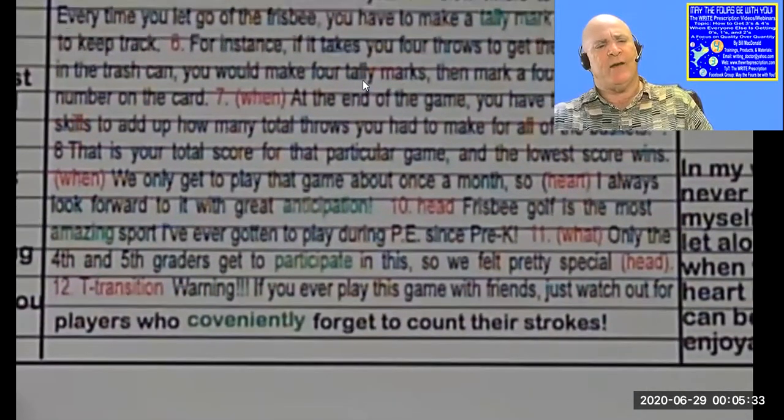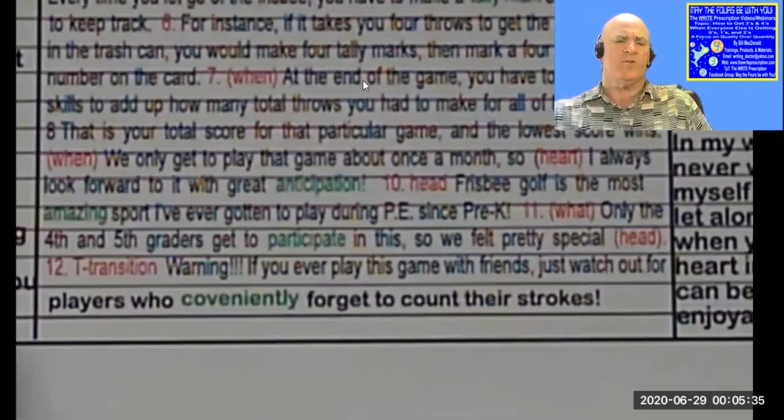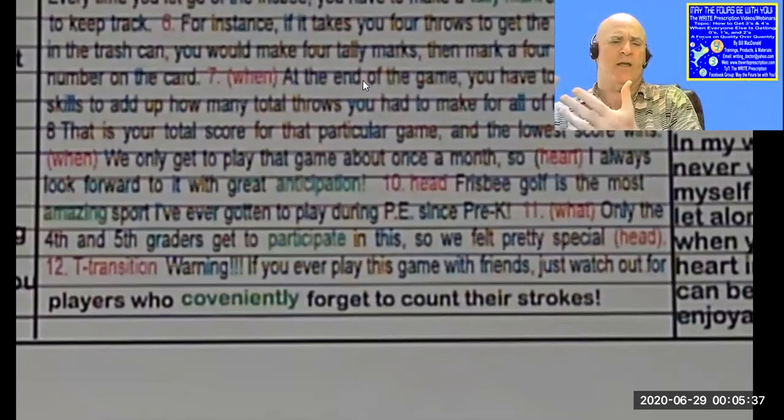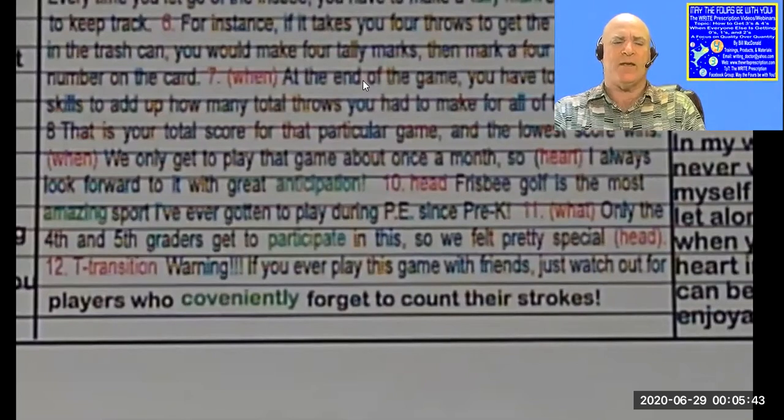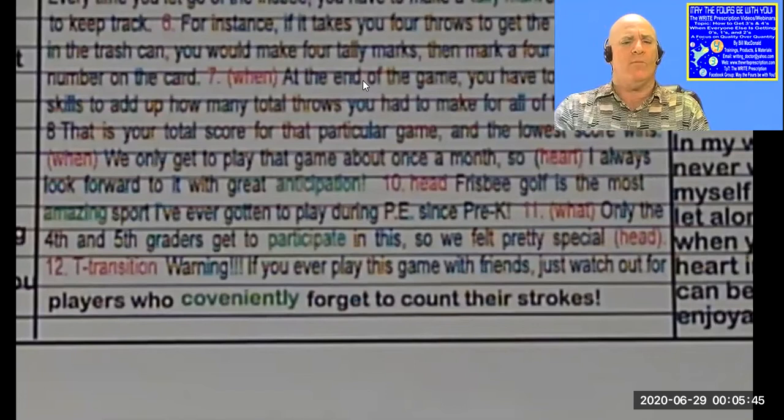Transition, we're getting ready to finish the reason. So we need a transition to the ending. We need some socks. Warning, warning, like they did in the 70s from Lost in Space. If you ever play this game with friends, that's a dependent clause.